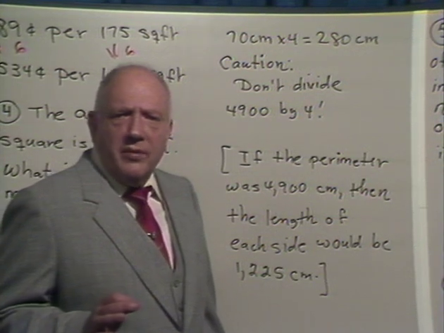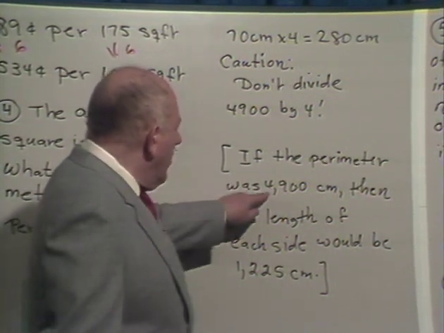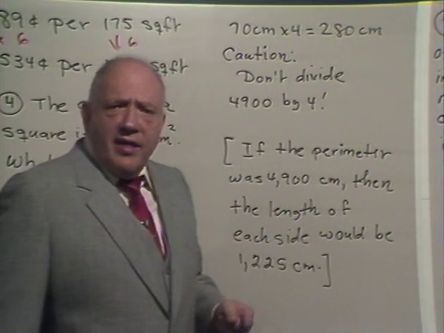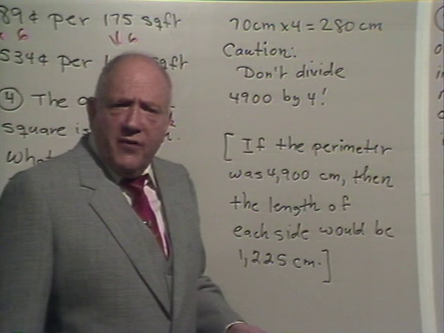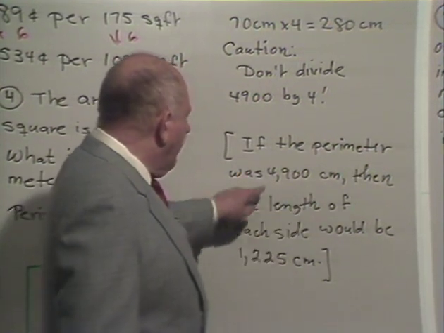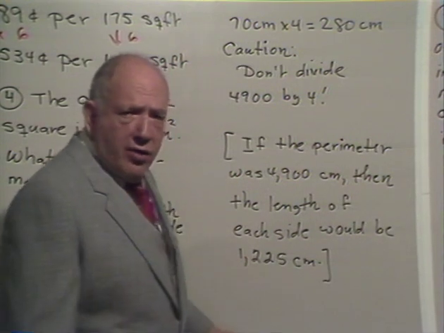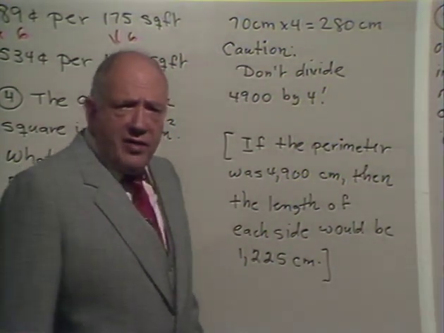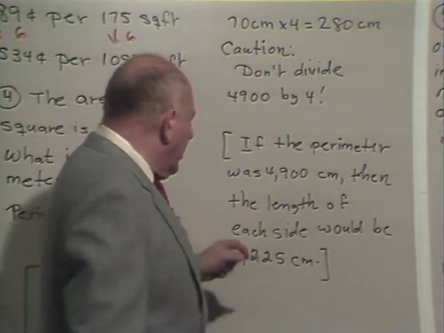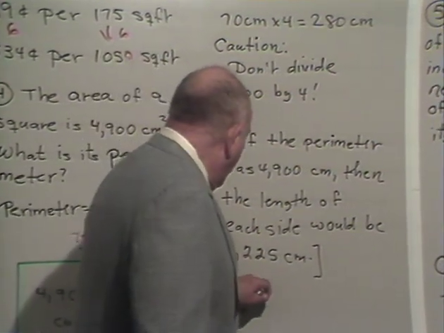You see, if the perimeter was 4,900 centimeters, in other words, suppose the distance all the way around the square was 4,900 centimeters, then since each side is 1/4 of the perimeter for a square, then I would take the 4,900 and divide that by 4. See, under those circumstances, the length of each side would be 1,225 centimeters. But the key to the problem is you saw the label.